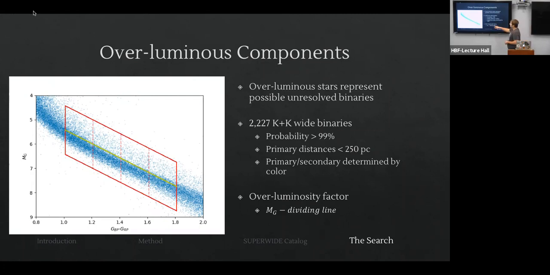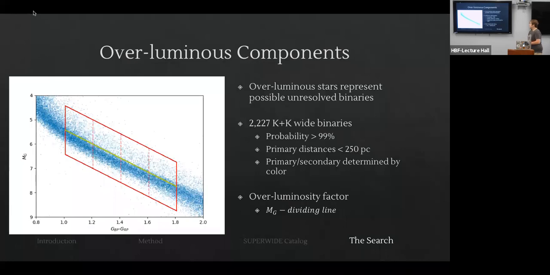And so I went in and took all the K dwarf binaries that I had. We have 2,227 K plus K wide binaries. We increased the probability cut to 99% and limited the distance to 250 parsecs. And here, as I was talking about earlier, we switched the definition of what a primary and secondary is. We switched it to be determined by color instead of magnitude. This was to make it easier to deal with in the second part of our analysis, which I'll get into in a bit.